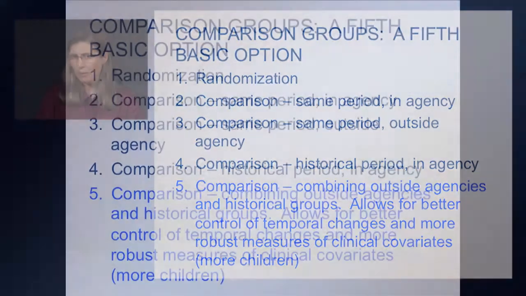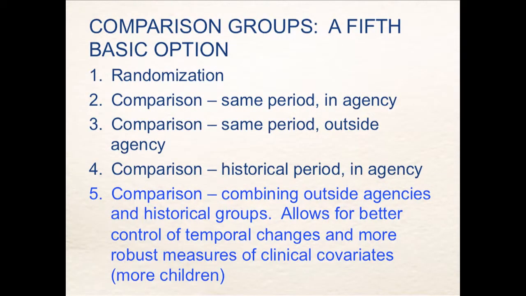Then there's a fifth option, and basically the fifth option combines the outside agency with the historical groups. So in this way, what we're doing is we're looking at both within the agency historically and other agencies historically. And what that does is it allows for better control of temporal changes and more robust measures of clinical covariance.